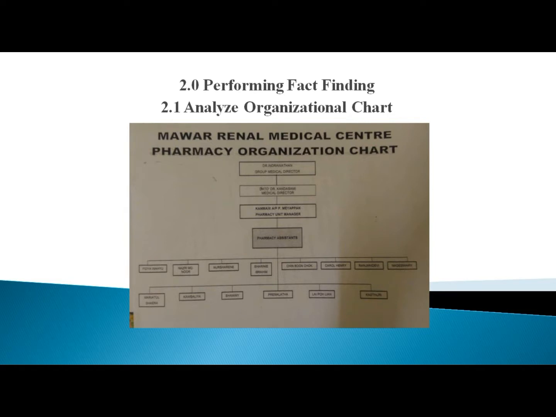Performing fact finding. 2.1 Analyze Renal Medical Centre's pharmacy organization chart. Firstly, the top level manager is the group medical director who controls and plans organizational goals. Secondly, the middle level managers are the medical director and the pharmacy unit manager who work as a team to pass major decisions to top level management and goals of the organization to lower level management. Finally, the lower level managers are the pharmacy assistants who work together to perform day-to-day operational activities.